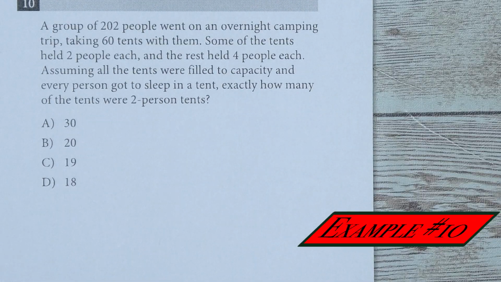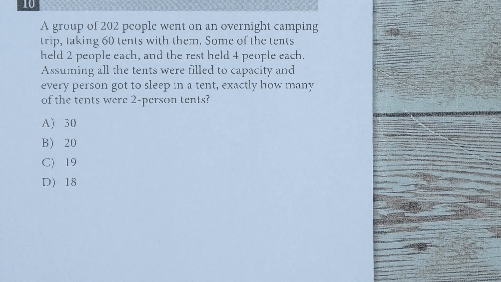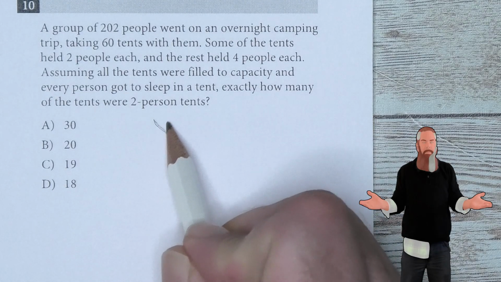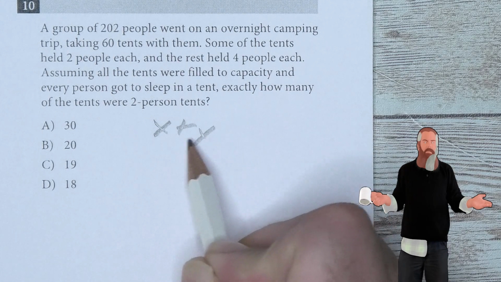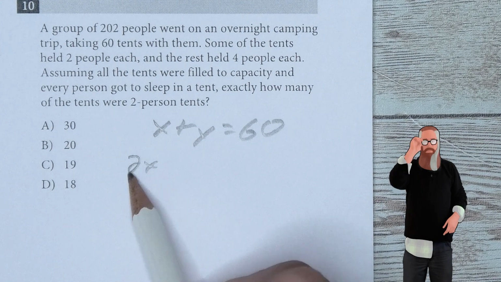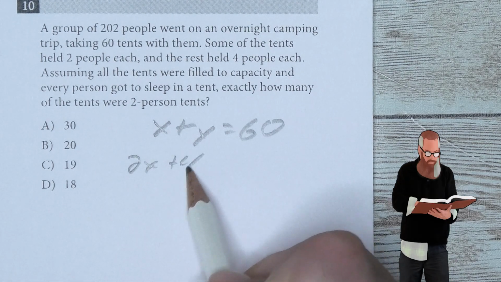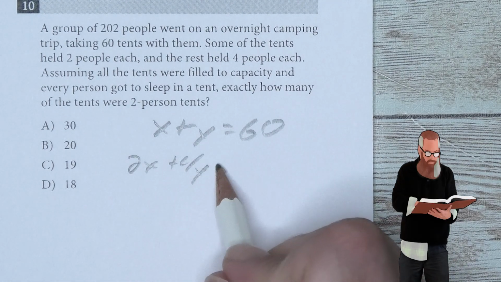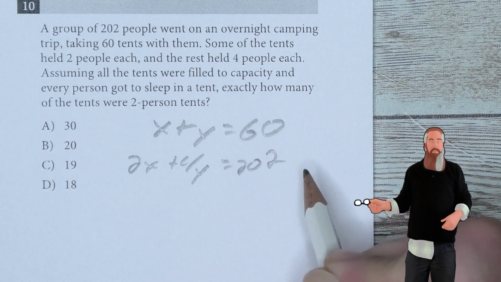A group of 202 people went on an overnight camping trip, taking 60 tents with them. Some of the tents held 2 people, and the rest held 4 people each. Assuming all tents were filled to capacity and every person got to sleep in a tent, how many of the tents were 2-person tents? Well, I start simply by knowing the 2 and the 4-person tents made 60 tents in total, and that 2 people per 2-person tent plus 4 people per 4-person tent gave us 202 people.